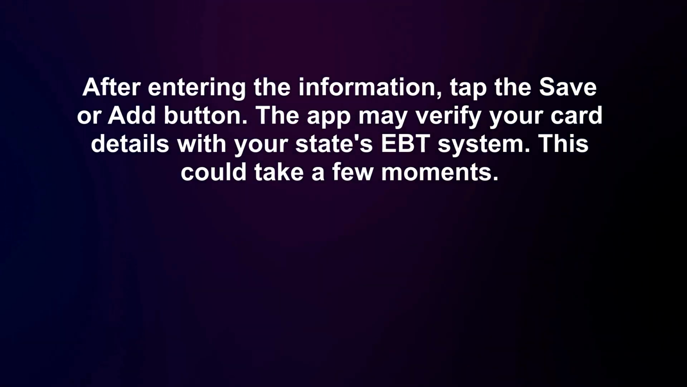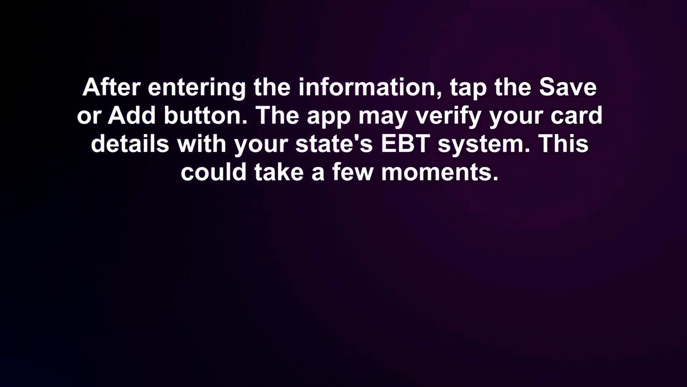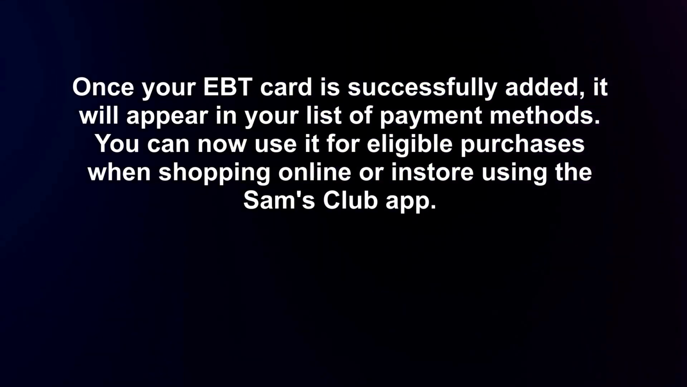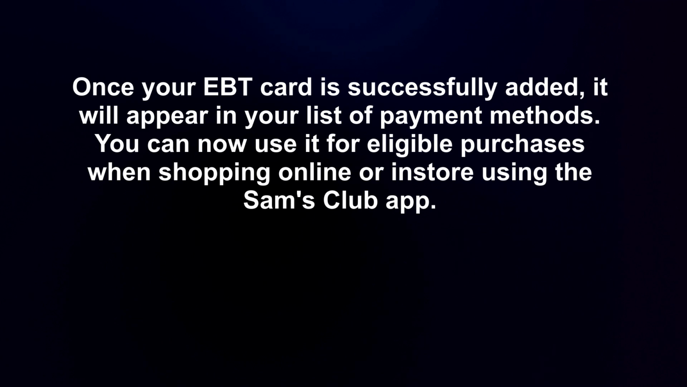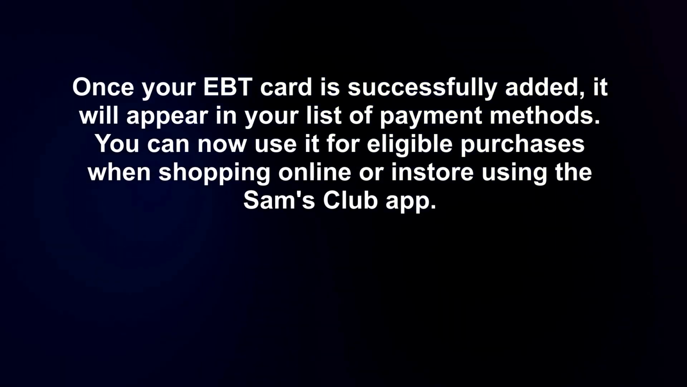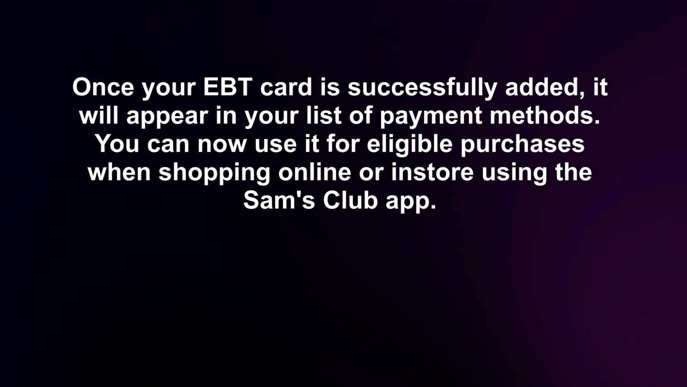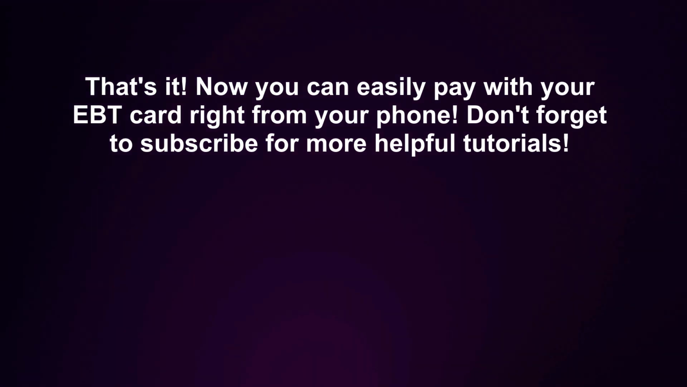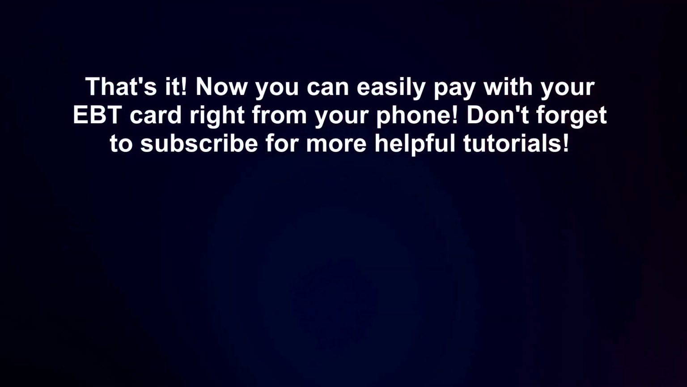The app may verify your card details with your state's EBT system. This could take a few moments. Once your EBT card is successfully added, it will appear in your list of payment methods. You can now use it for eligible purchases when shopping online or in store using the Sam's Club app. That's it. Now you can easily pay with your EBT card right from your phone.